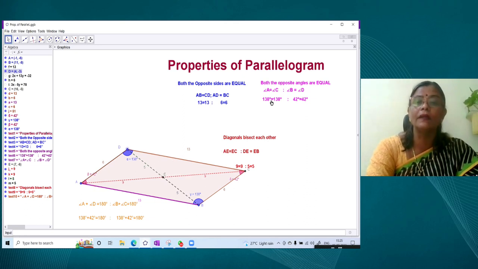I think I've wrongly marked it, it should have been B and D. Anyway, this is angle A, whose measure is 42 degrees, and angle C's measure is also 42 degrees. Here is the second part: 42 and 42, they are equal, they are opposite angles. A and C we just had, and this is B and D, they are also opposite angles.